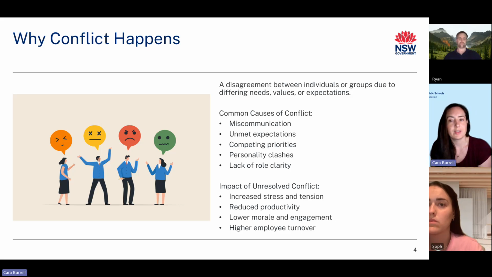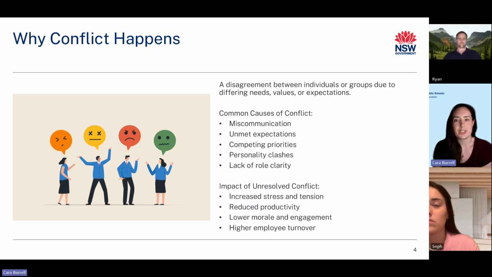We all have different working styles, and sometimes those differences create friction. Maybe one person prefers to work independently, while another prefers collaboration, which can lead to misunderstandings. And finally, a lack of role clarity can lead to conflict. When employees do not fully understand their job responsibilities, there can be overlap, confusion, and frustration. If 2 employees believe they are responsible for the same task, conflict is almost inevitable.